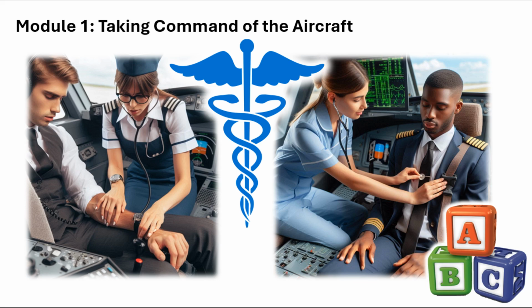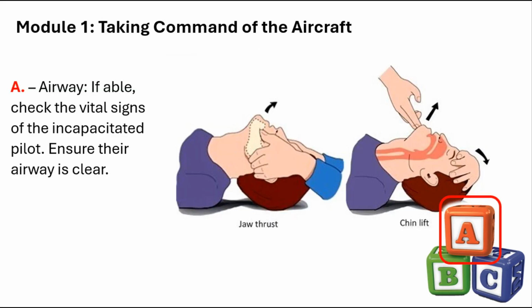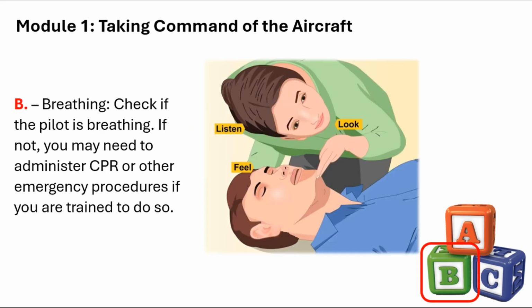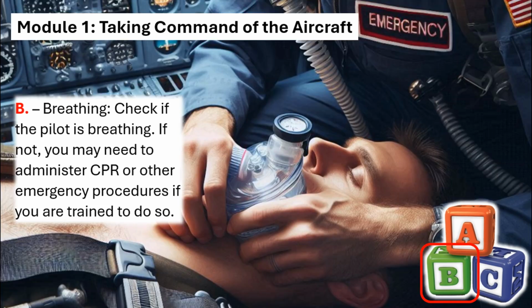If able, administer first aid to the pilot, otherwise land the aircraft as soon as possible following air traffic control instructions. A. Airway. If able, check the vital signs of the incapacitated pilot. Ensure their airway is clear. B. Breathing. Check if the pilot is breathing. If not, you may need to administer CPR or other emergency procedures if you are trained to do so.